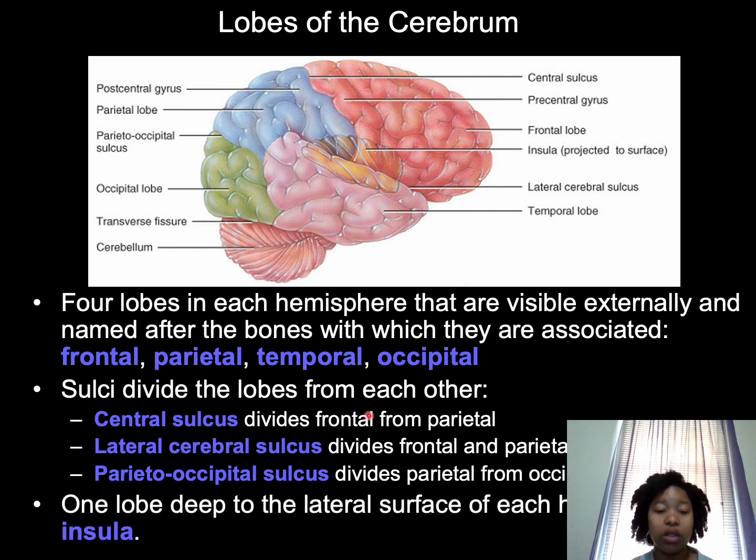And then you've got one lobe that's deep in the lateral surface of each hemisphere, and that's called the insula. That's that one that's right here. So it's not really on the outside. They're just showing you where it is, like within the inside. And this is your transverse fissure. It's not on this slide, but that's going to be your separation between your cerebrum and your cerebellum.